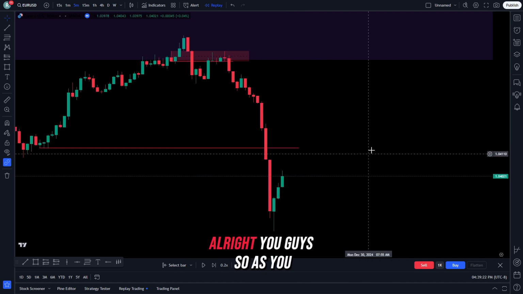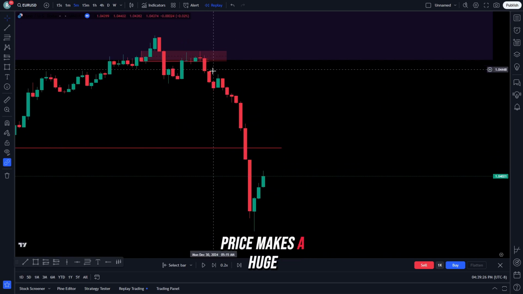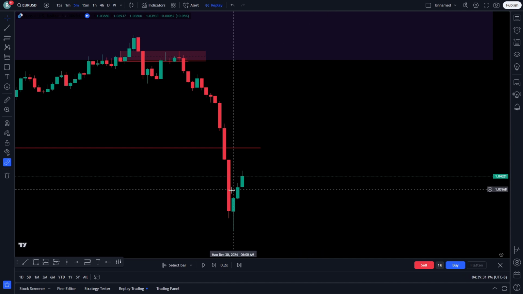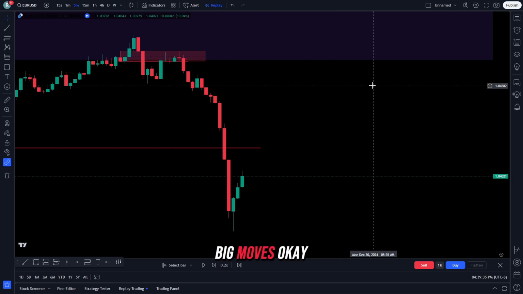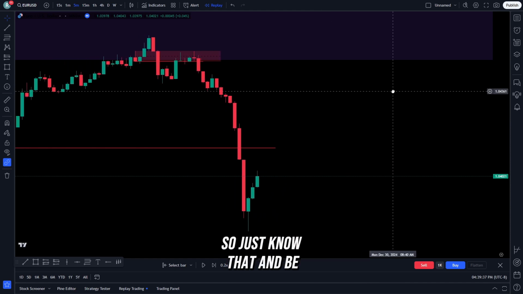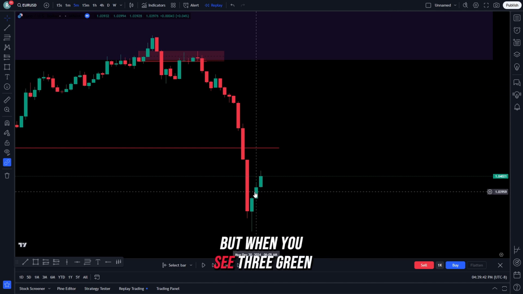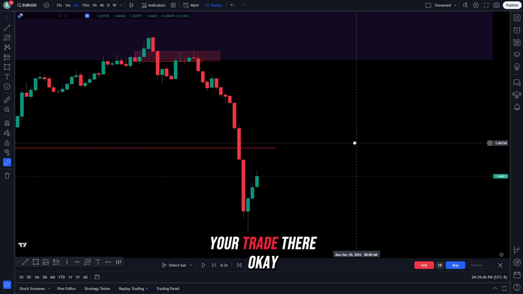All right, you guys. As you can see, when you're in a trade and price makes a huge sudden move, always expect, guys, that the market will retrace and recover some of those big moves. So just know that and be aware of that. Trail your stop as much as you can, of course, but when you see 3 green candles just like this, that's exactly when you can exit your trade there.